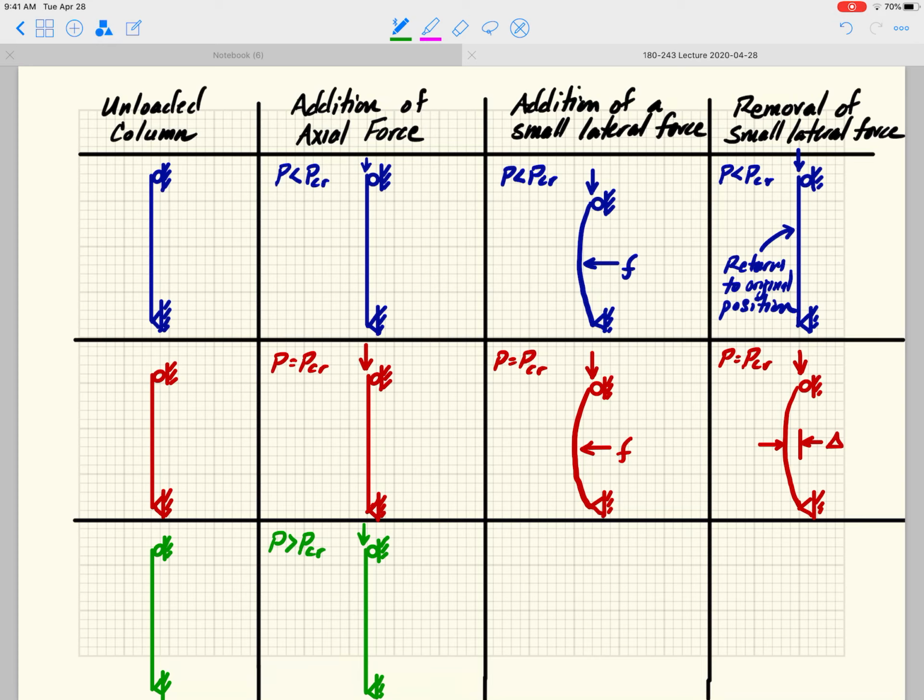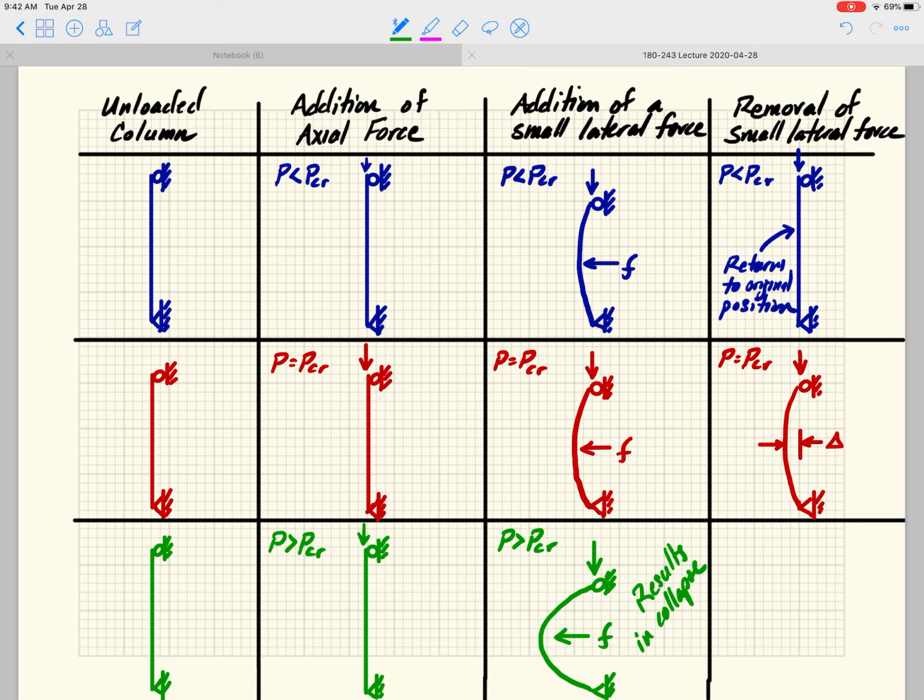And so if we're going to see what happens when I add that little force, so this guy then becomes my P. This again is P greater than P critical, and this is now my F, and this results in collapse.